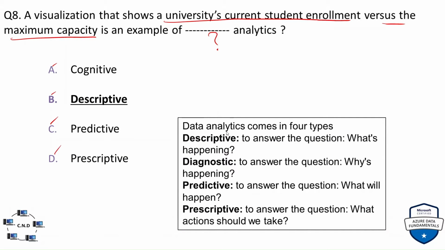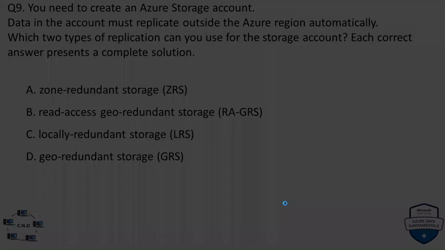So these are the four types of analytics and their description. Descriptive tells us what's happening right now. Diagnostic answers the question of why it's happening. Predictive answers the question of what will happen in the future. And prescriptive answers the question of what action should we take.